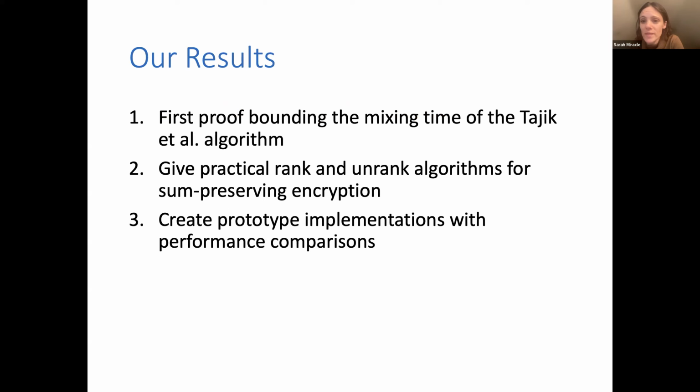All right, so in the rest of my talk today, I'm going to go over briefly our mixing time bound and some of the proof techniques behind it. And then I'll describe at a high level the rank and unrank algorithms, and then show you briefly the performance comparisons.